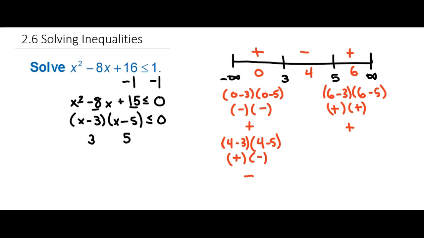So now here's the key. What we want to do is we want to determine whether we have a less than sign or a greater than sign. If we have a less than sign, the intervals we want to look at will be the negative intervals, which in this case would be from positive 3 to 5. And then if this were to be a greater than, my intervals of interest would be negative infinity to 3 and also 5 to infinity.